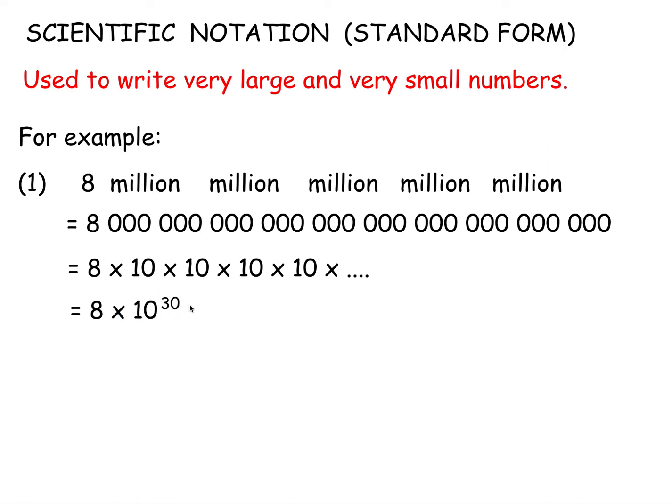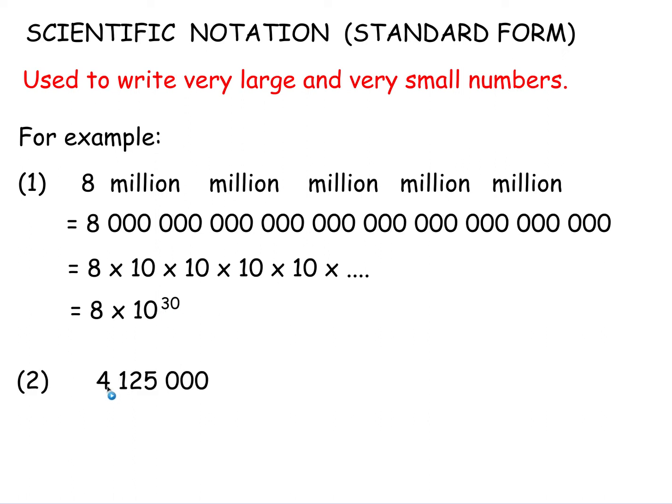It's a short way of writing very large numbers, and it can also be used for very small numbers, as you'll see later. So that's the number 8 here. This number has to be between 1 and 10, but not 10 itself. In other words, 1 point something, 2 point something, 3 point something, up to 9 point something. And then a power of 10.